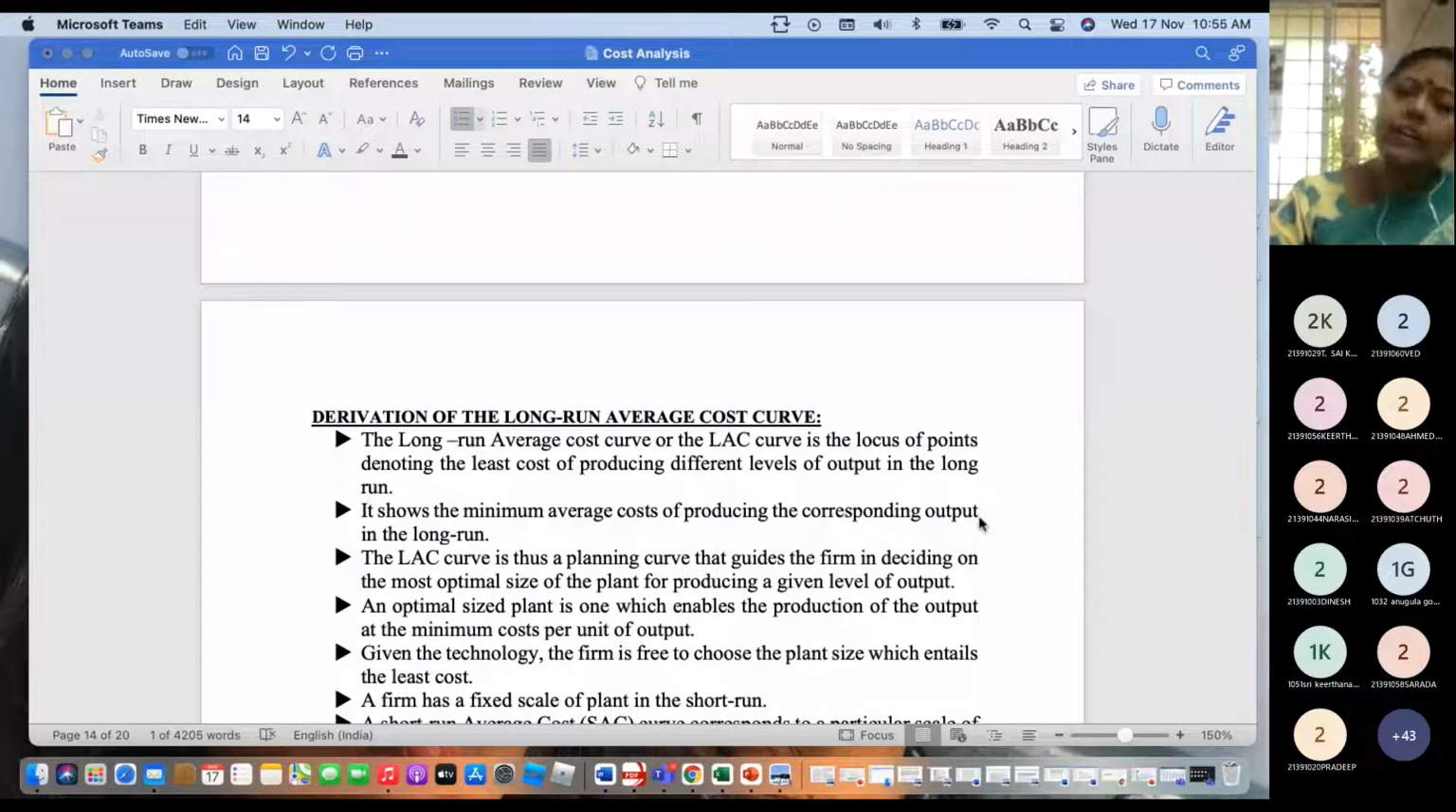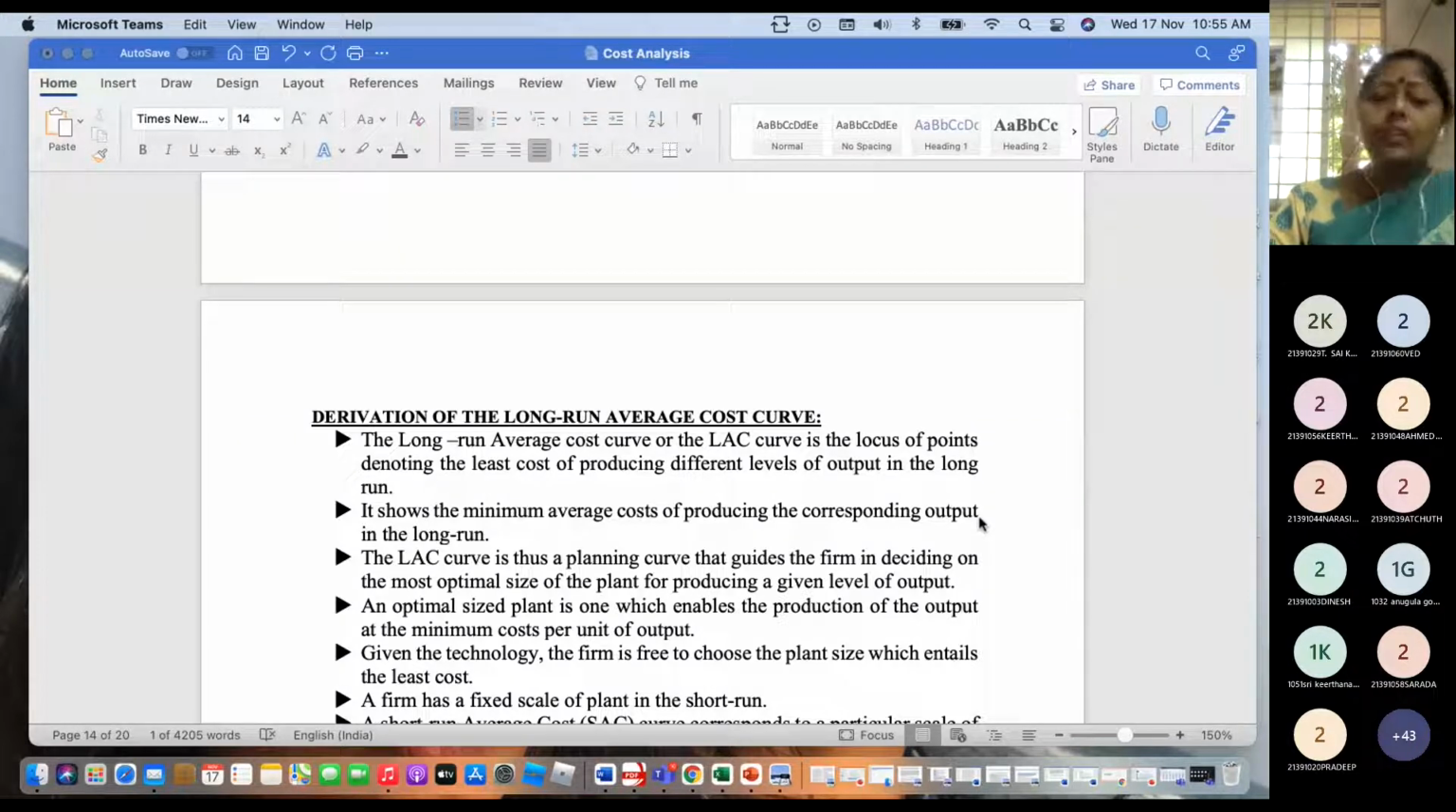So automatically all the costs which are incurred in the long run by the firm are called the variable cost. So there is no concept of fixed cost in the long run. All the costs are variable in nature.